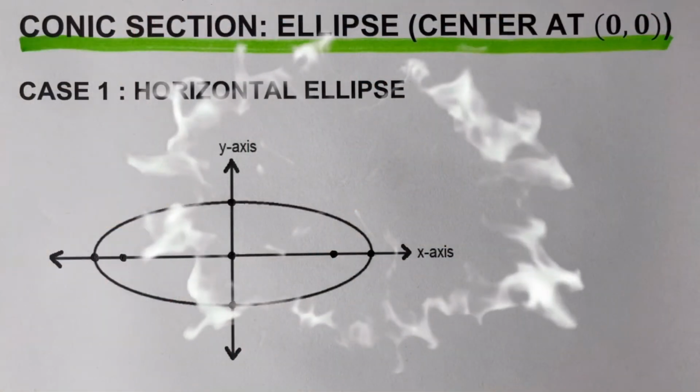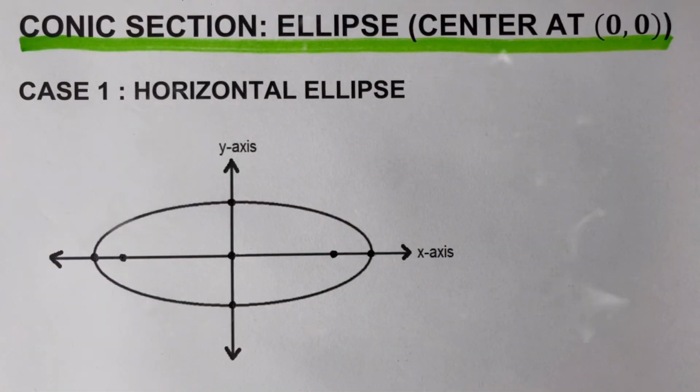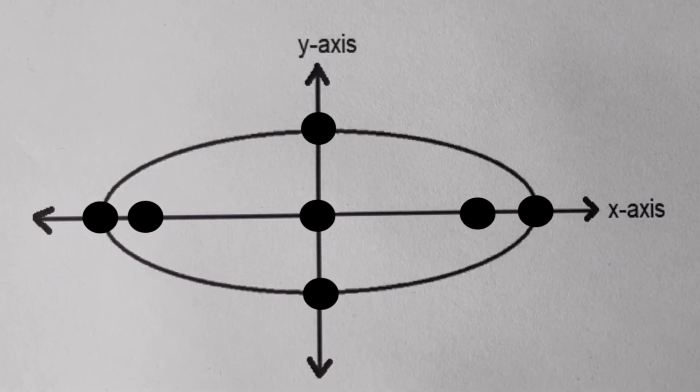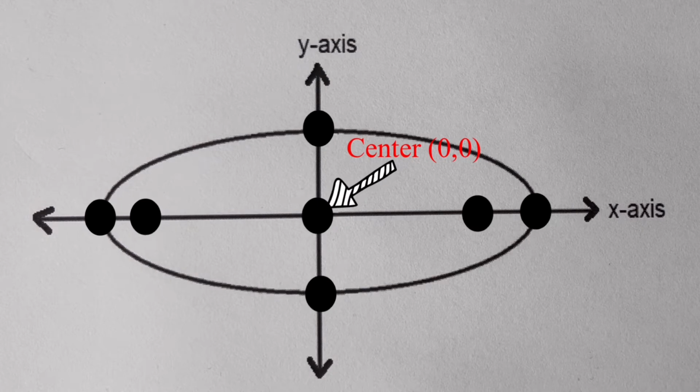that there are two cases of an ellipse. The first case here is the horizontal ellipse. Before we go over this case, let's have the parts of every ellipse. The first part that we have here is the center. The center is halfway between the two diameters of the ellipse.